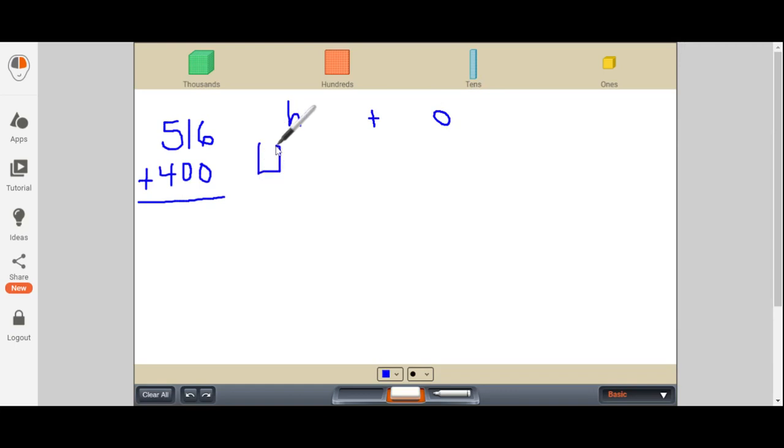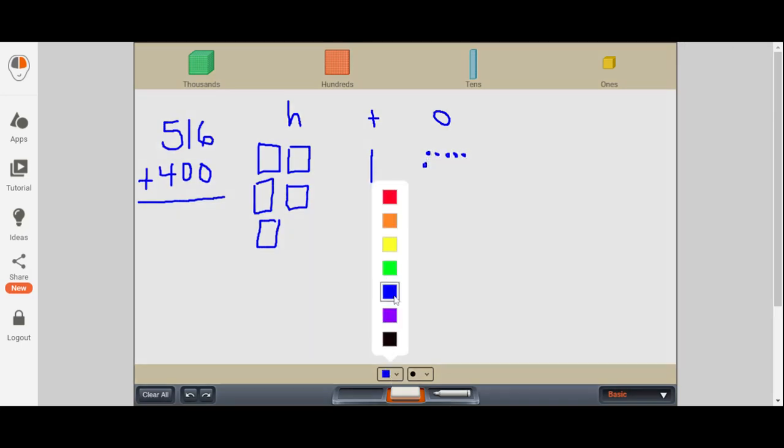So I'm going to draw 500. So there's 100, 200, 300, 400, 500. Now I'm going to draw my 10. Well, there's only one 10, so I draw my 10 stick and then 6 ones. 1, 2, 3, 4, 5, 6.